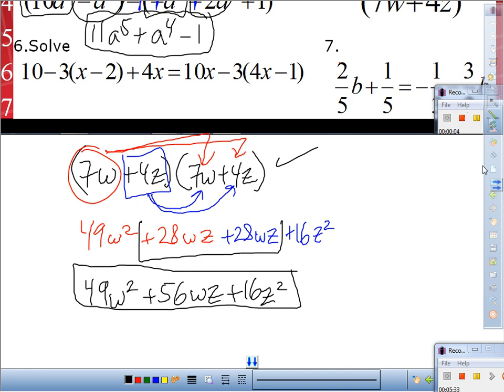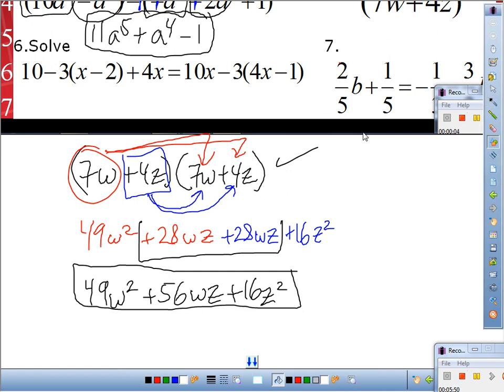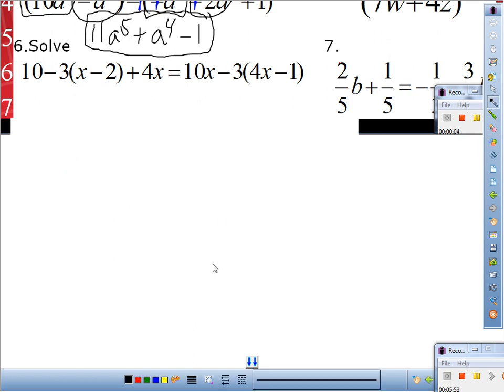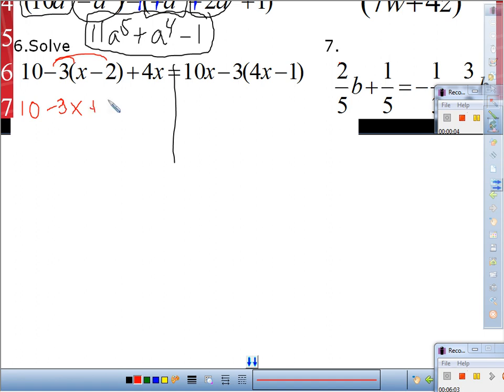Okay, let's go to number 6. Here it goes. Line down the equal sign. I bring down the 10, distribute the negative 3, so we get negative 3x plus 6 plus 4x. I'm going to continue simplifying this side before I go to the other side. Can I combine like terms? Yes, what is negative 3 plus 4? 1x. 10 plus 6, that's 16. Can I simplify any more? No. I go to the next side.